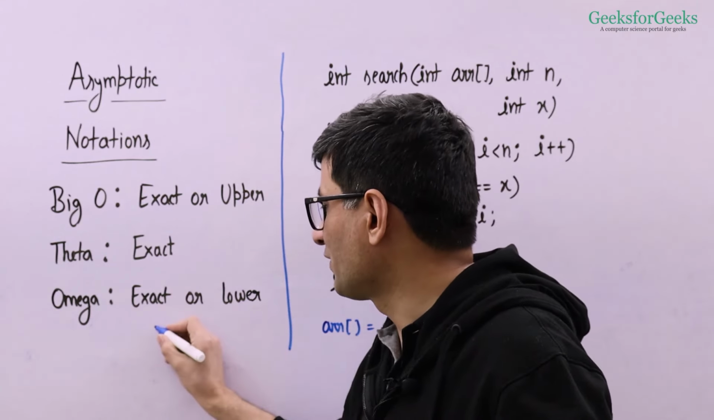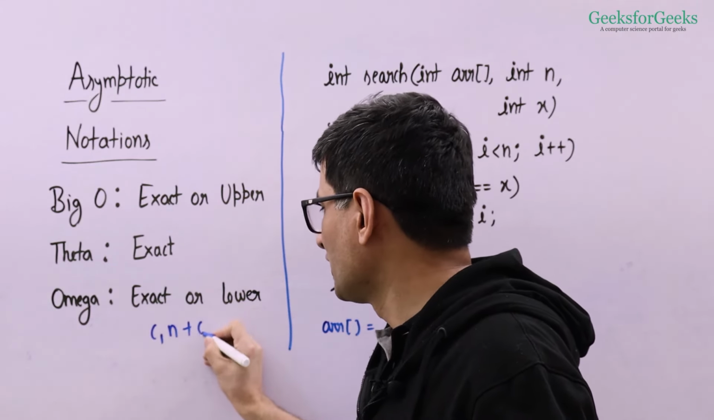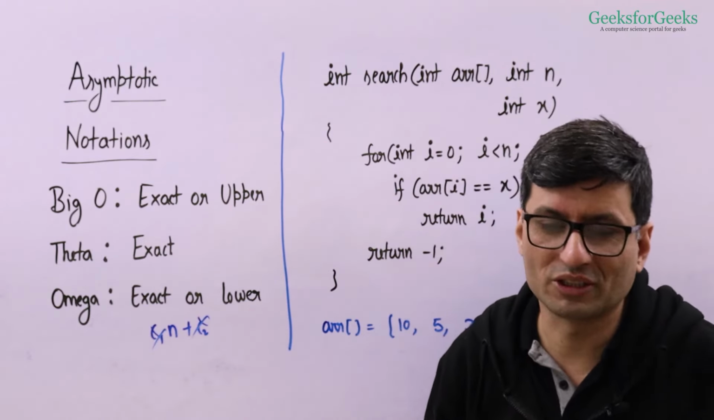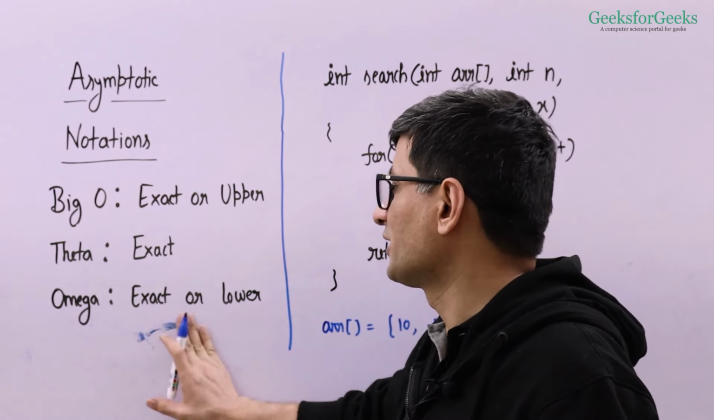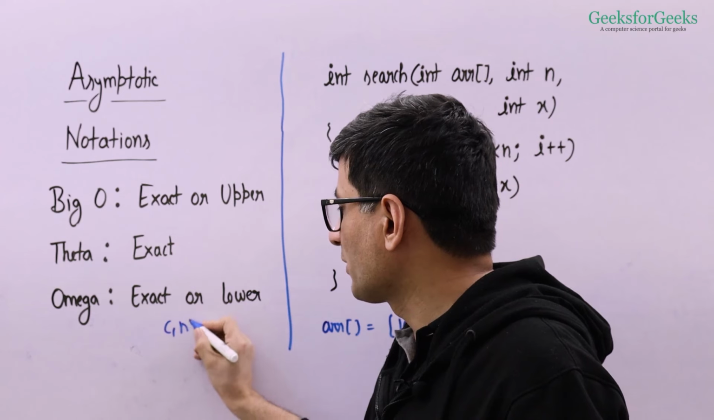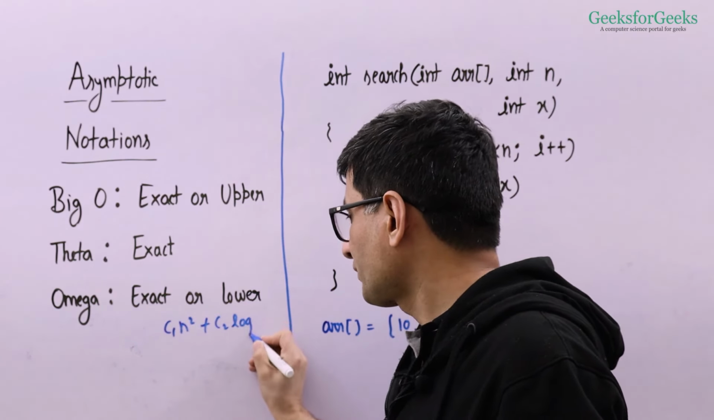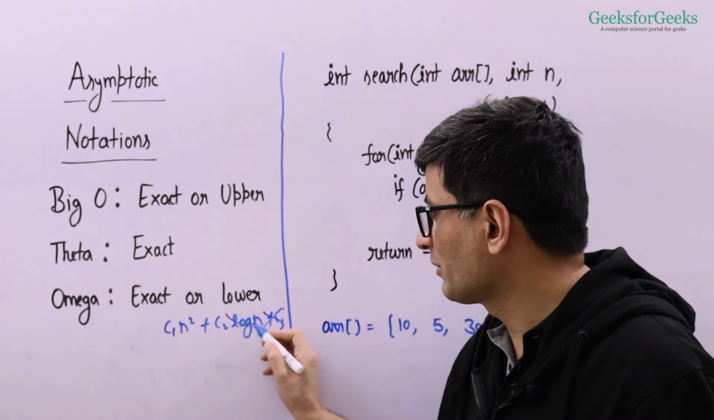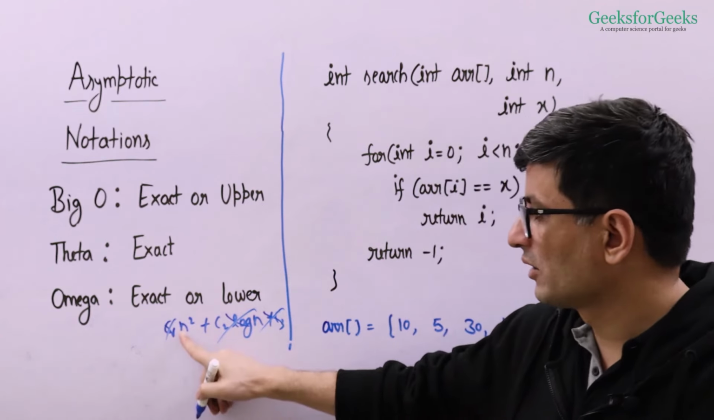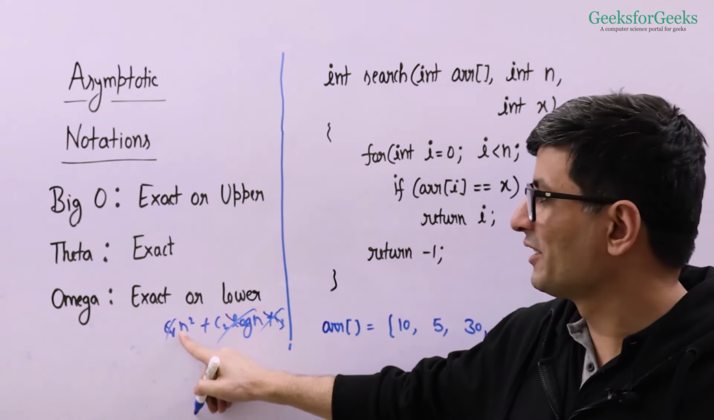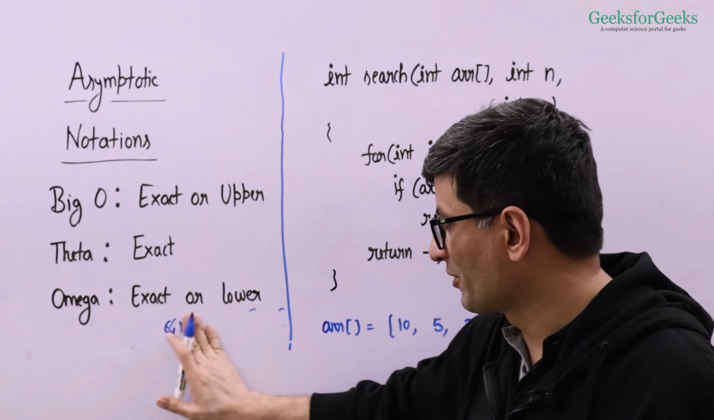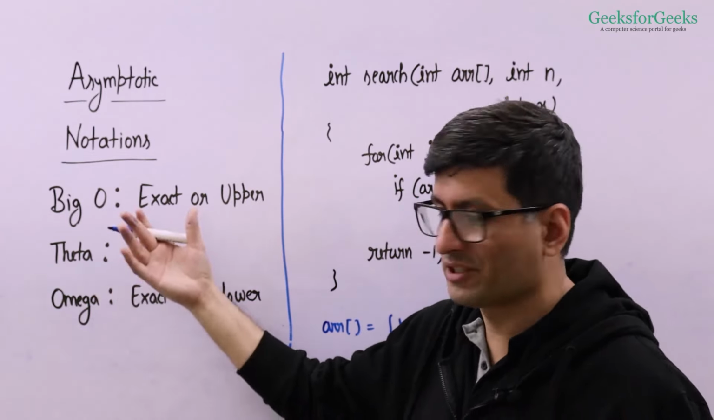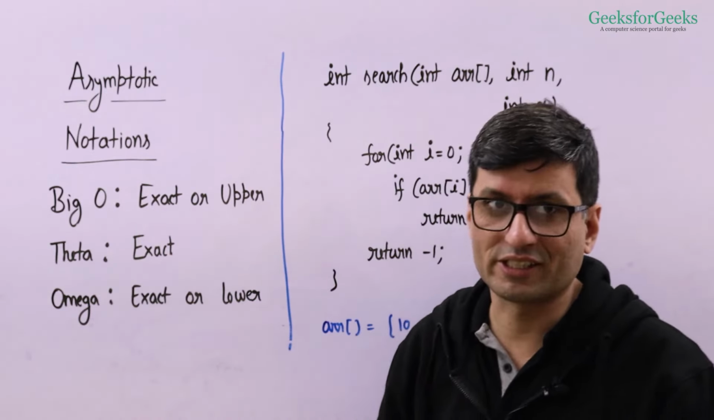Say if I have a function c1n plus c2, I can ignore the lower order terms, right? I can ignore the constant. I can say that order of growth is n, right? And if I take another example, say if I have c1 n square plus c2 log n plus c3, I can always tell you the exact order of growth. I can ignore the lower order term, ignore the constant. I can say order of growth is n square, right? So I can always use theta notation, or I can always tell the exact order of growth. Why do we need big O notation, which is exact or upper, or omega notation, which is exact or lower?